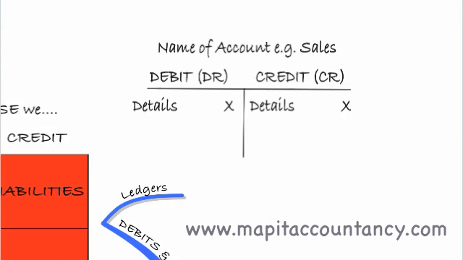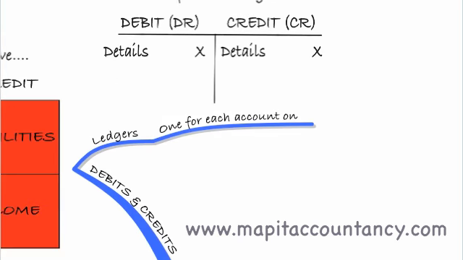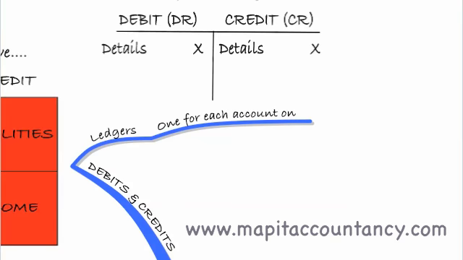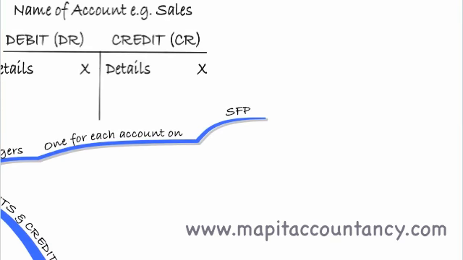So we'll need a ledger account for each item in our financial statements. So we'll have one for each of the accounts on our statement of financial position. So we'll have a ledger account for property, plant and equipment. We'll have a ledger account for inventory. We'll have a ledger account for receivables.